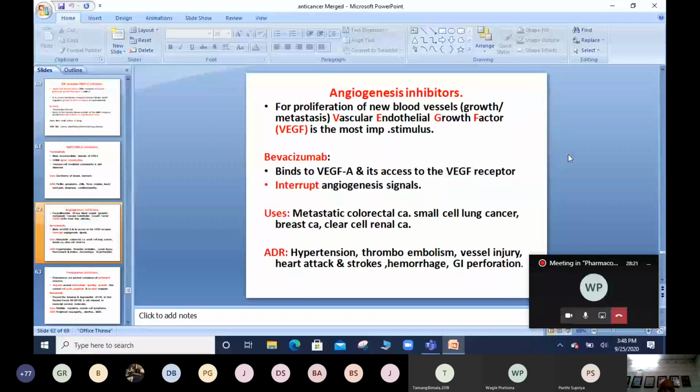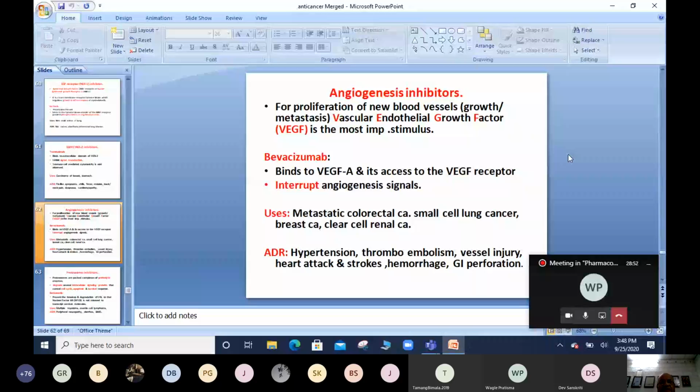Next is angiogenesis inhibitors. This is also a target. What is the target? Angiogenesis, that means formation of new blood vessels. This is required for any growth. Blood supply is required. Similarly, metastasis, wherever the cancer cells are spreading, it should have a rich blood supply.